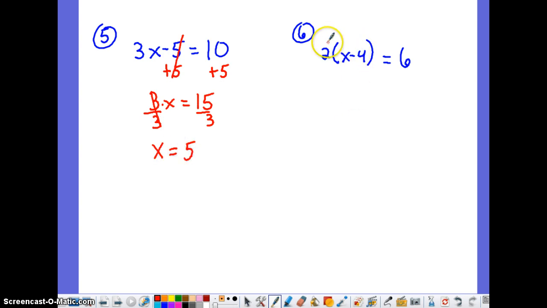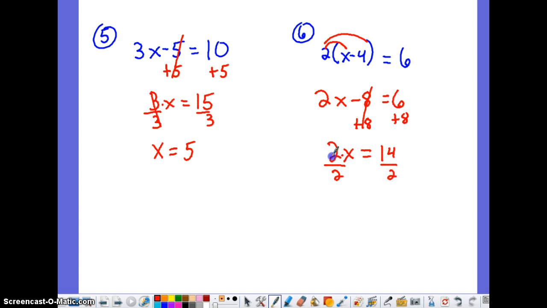In number 6, I have a parentheses. I have to first distribute this 2 through the parenthesis. So that's going to be 2 times x, which is 2x. 2 times -4 is -8, equals 6. And now I proceed like I did in number 5. To get rid of my -8, I'm going to add 8 to both sides again. Cancels on the left side, so I'm left with 2x is equal to 6 plus 8 is 14. The 2 again is attached by multiplication. I divide by 2, so I have x is equal to 7.